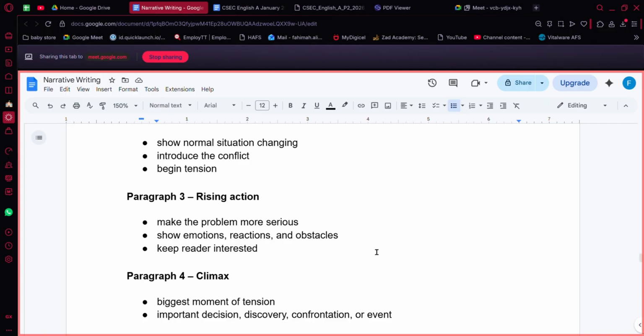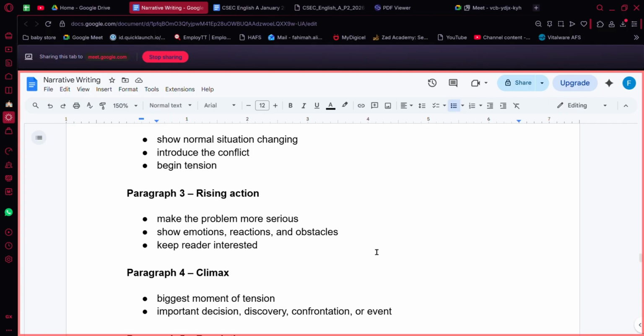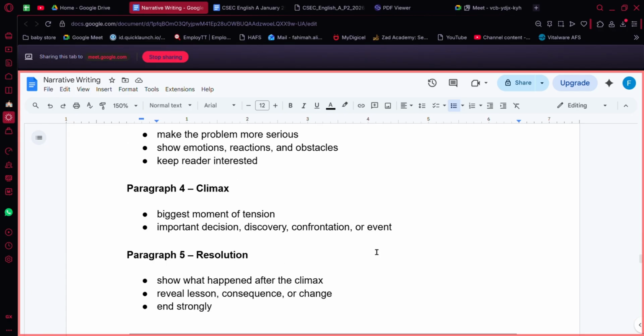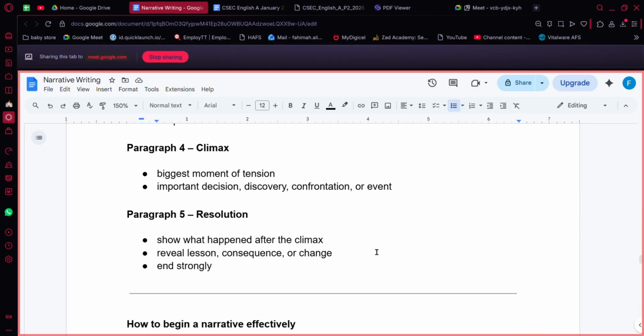Keep your reader interested. The climax is the biggest moment of tension. Here an important decision is being made, or a discovery is being made, or a confrontation is being made. The resolution is the end. So show what happened after the climax now. Reveal the lesson, the consequence, or the change, and end your story strongly.